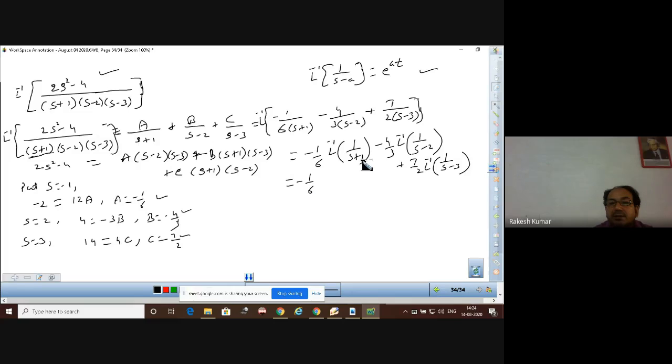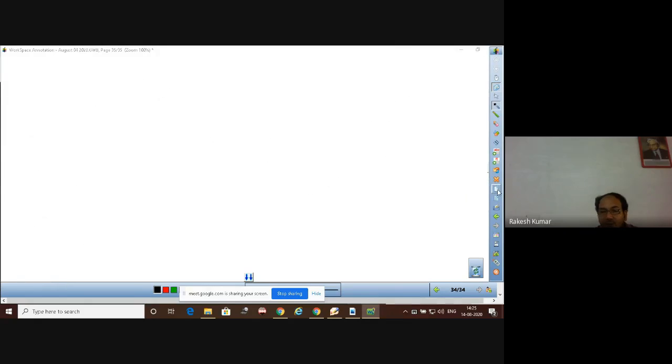What is a? That is minus 1, so e raised to power minus t. Then minus 4 by 3, where a is 2, so e raised to power 2t, plus 7 by 2 e raised to power t. So this is the required inverse Laplace transformation of this function. So for finding the inverse Laplace transform, we must be well aware of partial fractions, so that we can easily find the inverse Laplace transformation. Let us do one more question related to partial fractions.